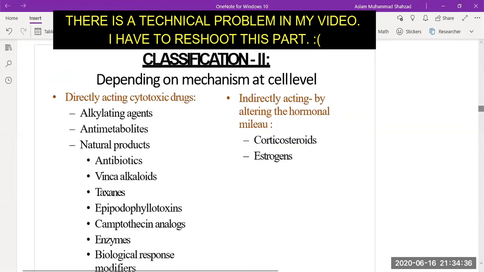Then we have some other classification like drugs acting as cytotoxic agents or cytotoxic drugs, such as alkylating agents, antimetabolites, or natural products. We have vinca alkaloids, taxanes, or epipodophyllotoxins. Whereas some drugs act indirectly at the hormonal level, and examples are corticosteroids and estrogen. We will discuss them in detail in our upcoming lectures.